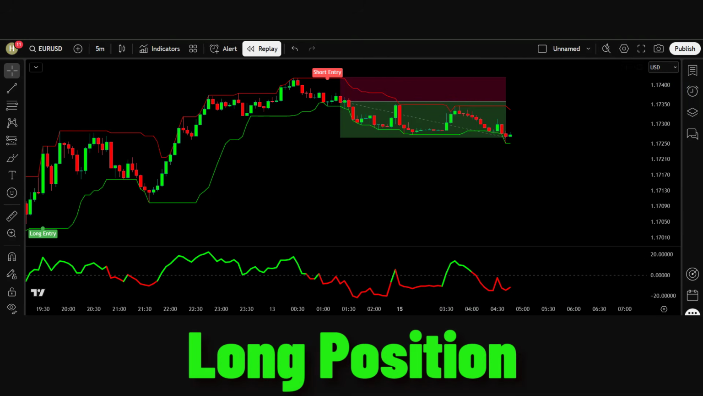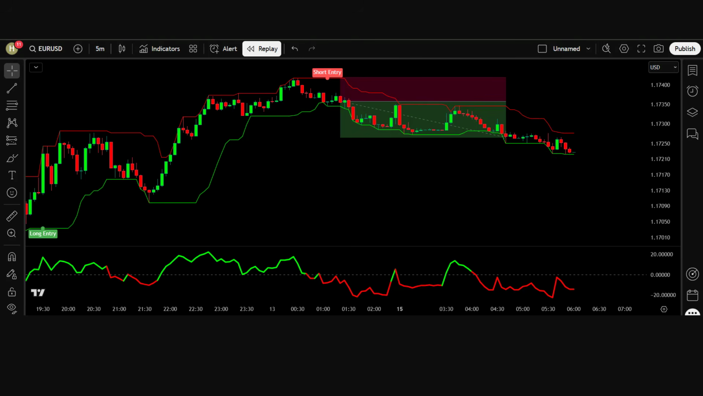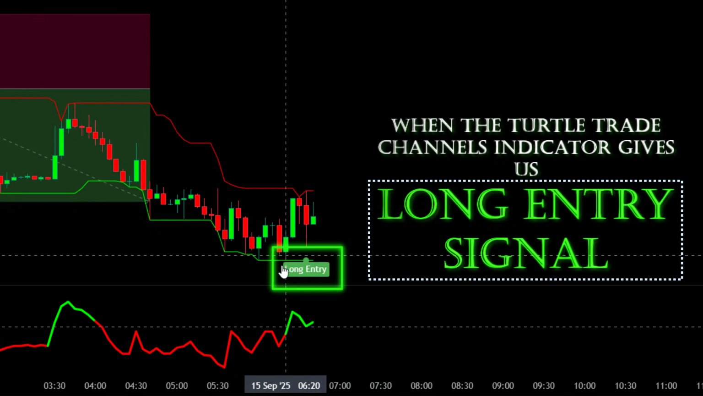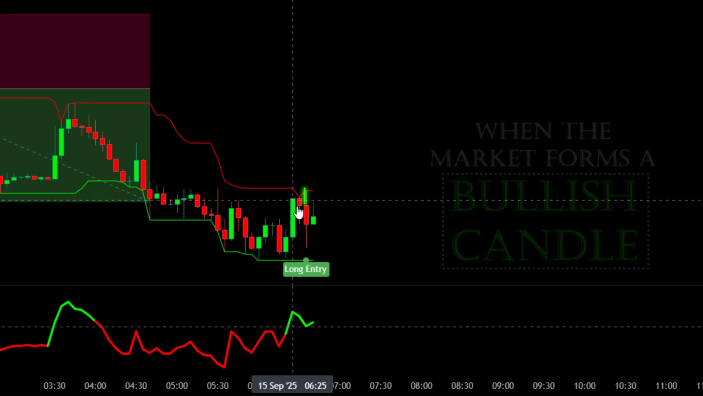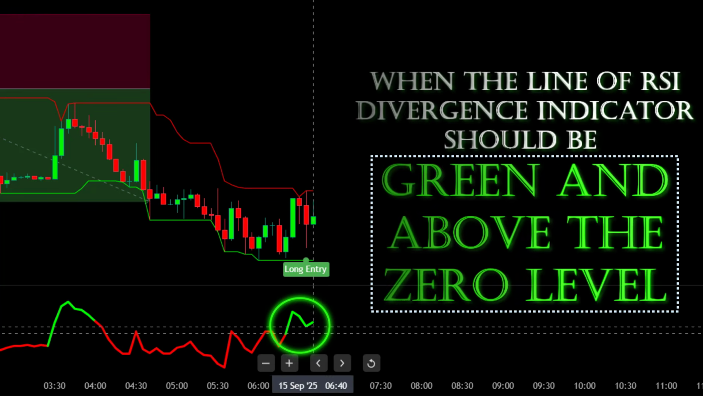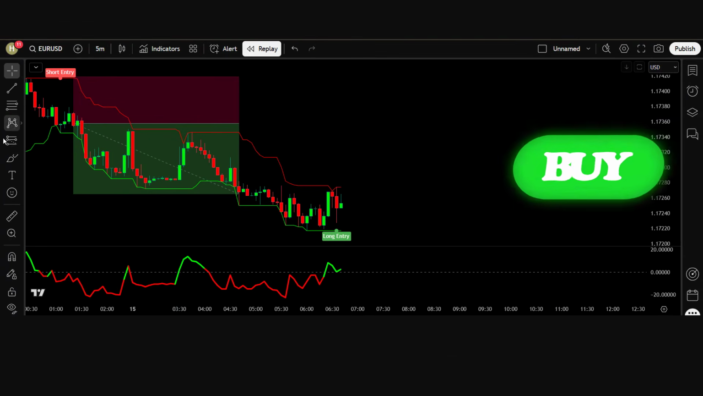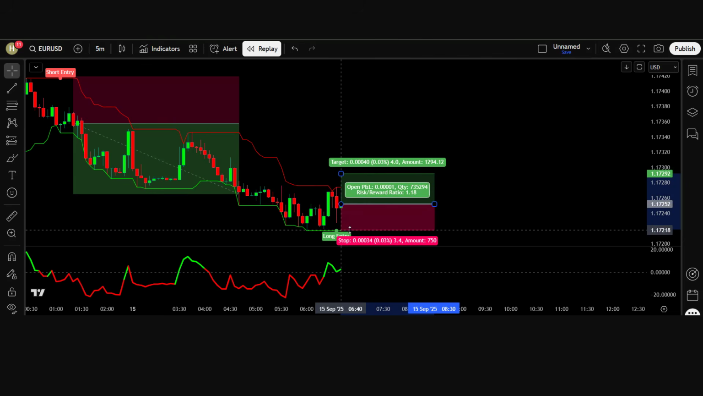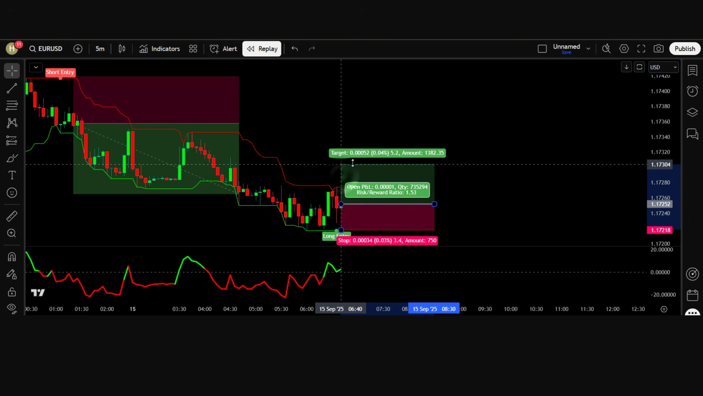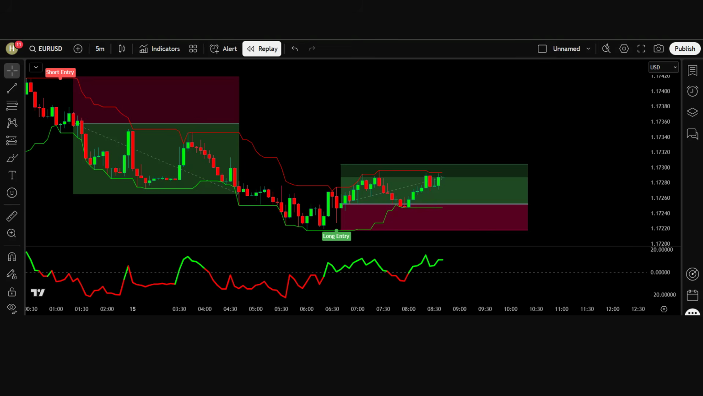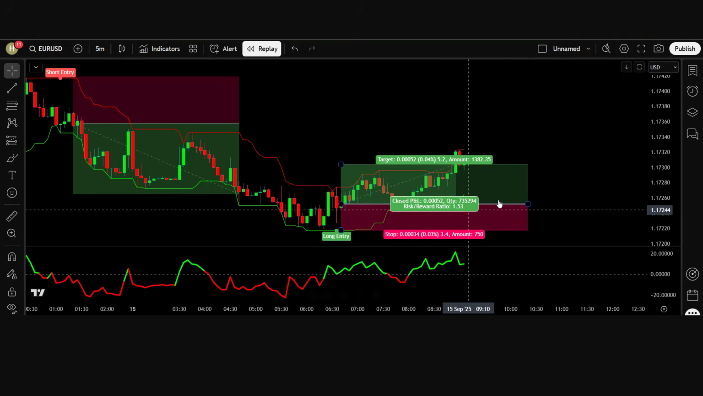Now let us understand long position. When the turtle trade channels indicator gives us a long entry signal, when the market has created a bullish candle, and when the line of RSI divergence indicator is green and above the 0 level, if this condition is fulfilled, then we will place a buy order. Place your stop loss at the lower line of turtle trade channels indicator, with a 1:1.5 risk-reward ratio. The market has completely hit the target.